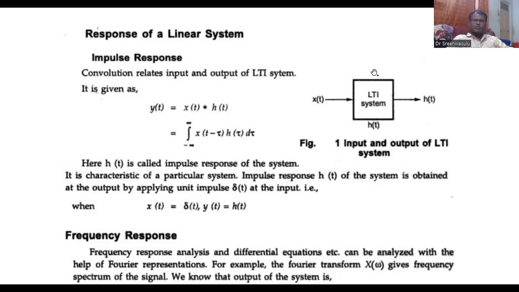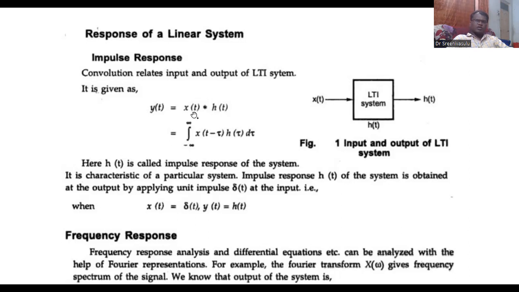For this linear and time invariant system, it has an impulse response. Impulse response gives the behavior of the system. Now I'm applying input signal for this LTI system, x of t. In response to the x of t, we are going to get the output y of t. Now the formula for obtaining y of t from the LTI system is x of t convolution with h of t. Here x of t is the input signal, h of t is the impulse response of the LTI system.